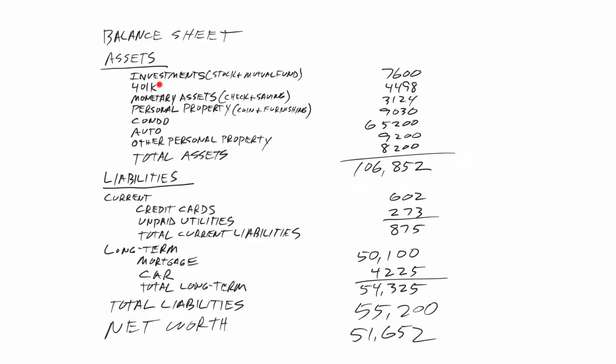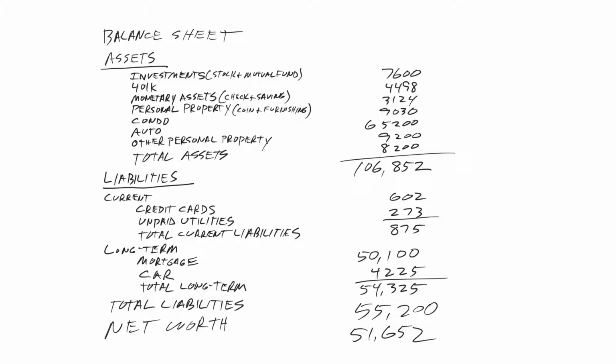401k, monetary assets, that's the checking account and savings account added together. Again, you see that that's the way they want it when you look at the drop-down menu. Personal property, coins, and the furnishings. Again, add those together. Condo, the automobile, market value of the auto, and other personal property. Okay. Total assets, $106,852. Now we look at our liabilities.